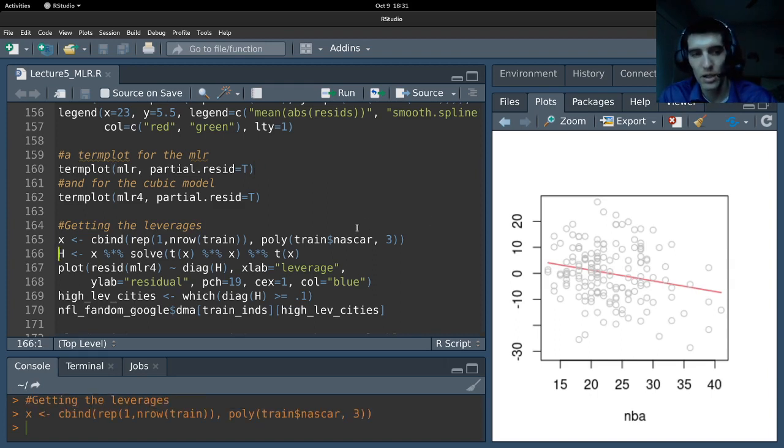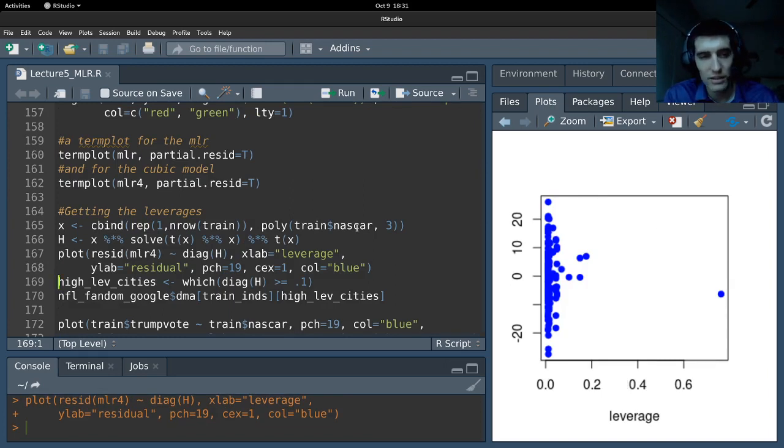Okay. We can compute the leverages by hand. Here I've built the design matrix and the hat matrix, X (X transpose X) inverse X transpose, and then I'm plotting the residuals against the diagonal of the hat matrix, which defines the leverage. Okay, so here's a leverage plot. I'm selecting the high leverage cities, those which have diagonal terms greater than 0.1.